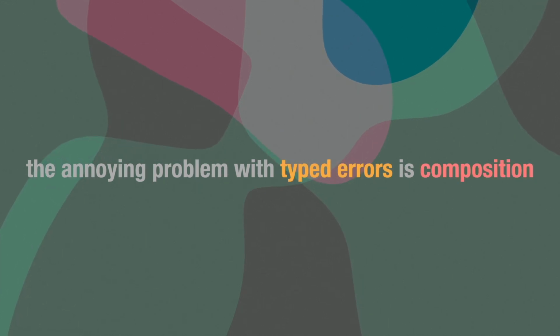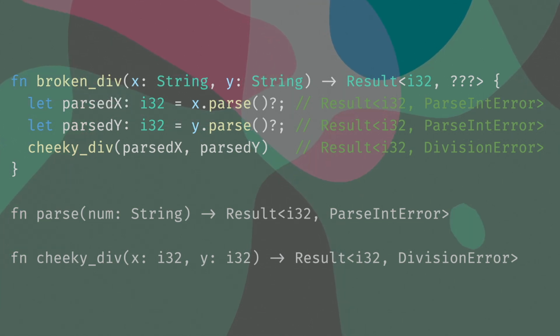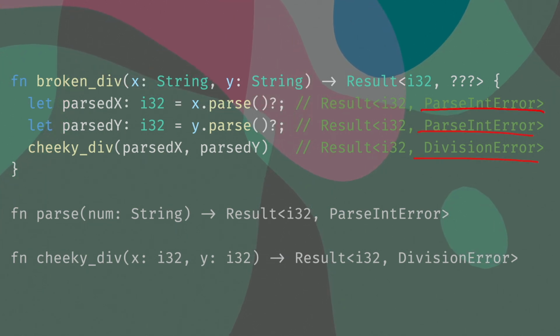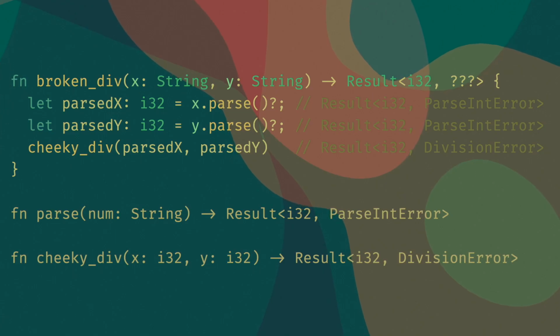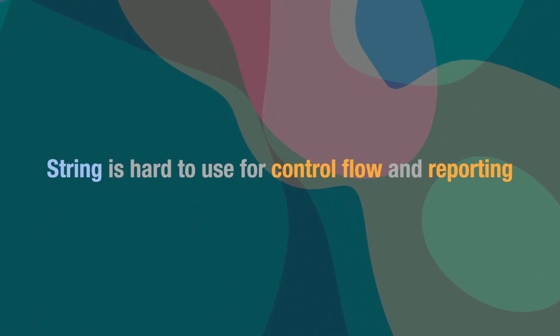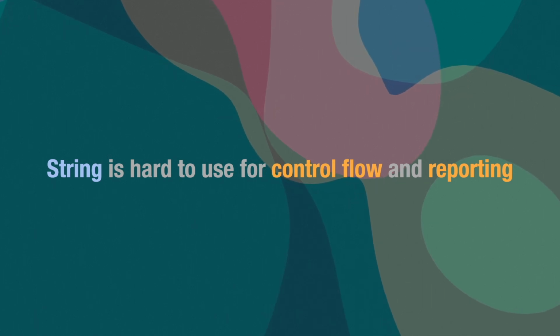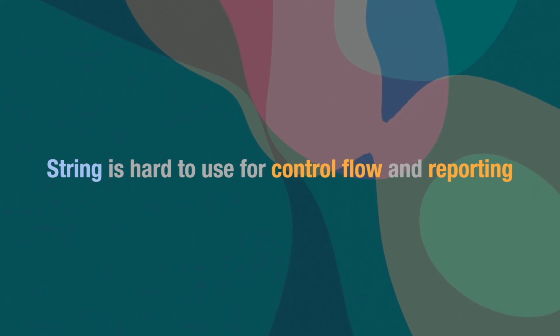The annoying problem with typed errors is composition. When we end up with more than one error in one function, we have to deal with all of them. It's like when we talked about parsing integers and doing division. The parsing can fail with parse integer error, and the division can fail with division error. The question is, what can the broken diff function fail with? Both, either, and how do we express this? Last time we avoided the question and simply converted each error to a string. This technically solves the problem, the result becomes result of an integer or a string, but then we sacrifice all the error information. A string is hard to use for control flow as well as for reporting.